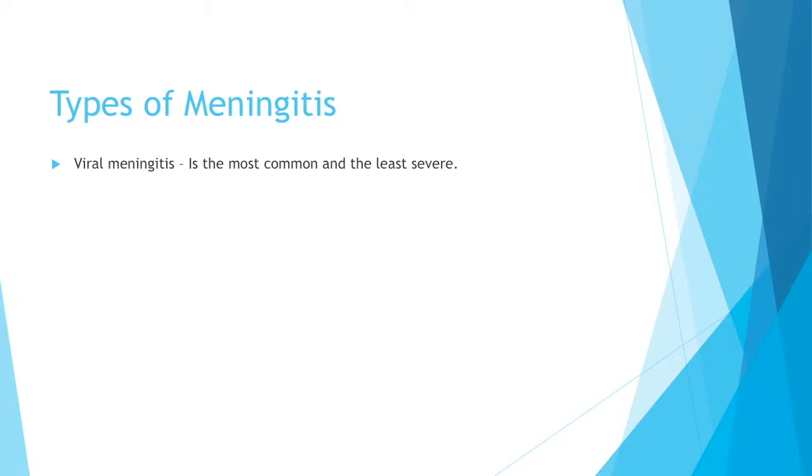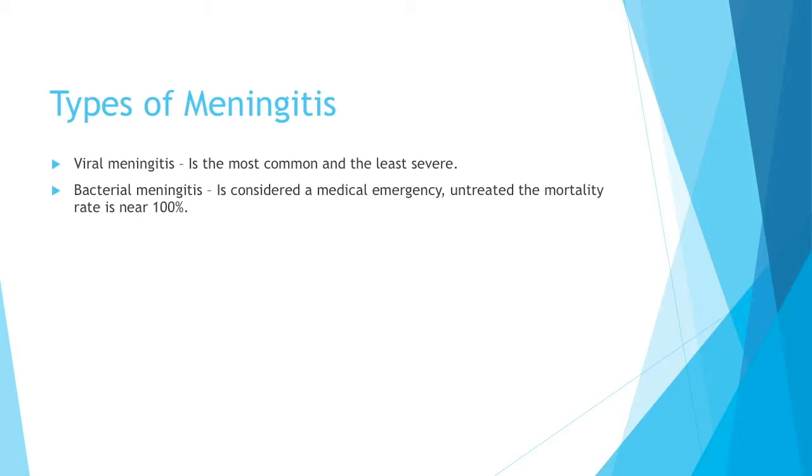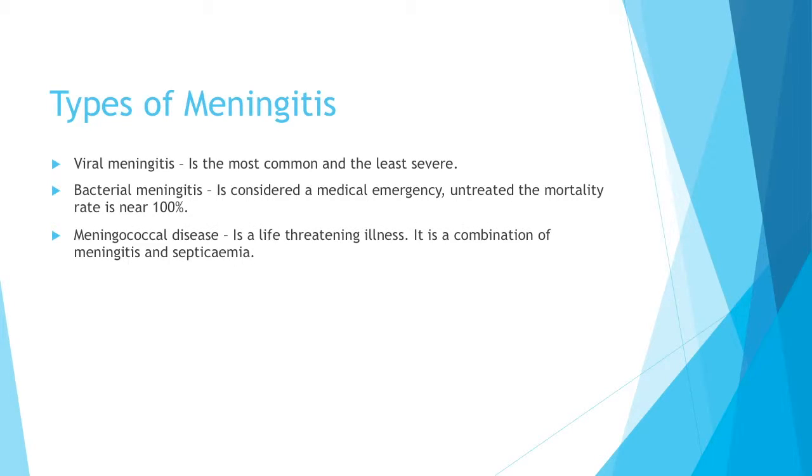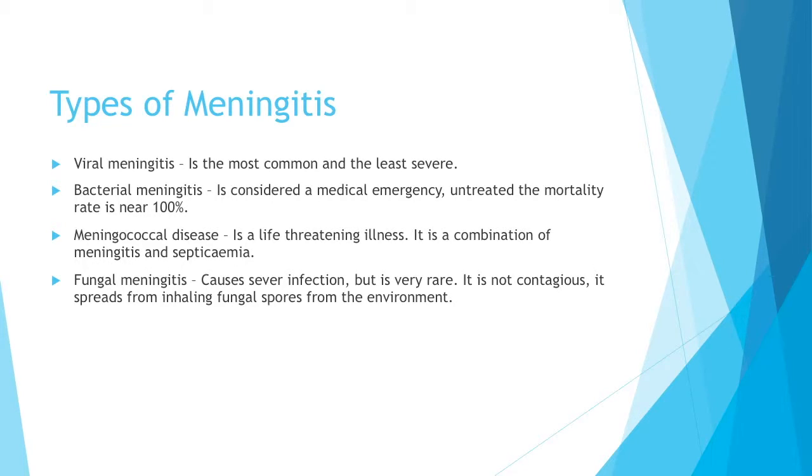Types of meningitis. Viral meningitis is the most common and the least severe. Bacterial meningitis is considered a medical emergency. Untreated, the mortality rate is near 100%. Meningococcal disease is a life-threatening illness. It is a combination of meningitis and septicemia.